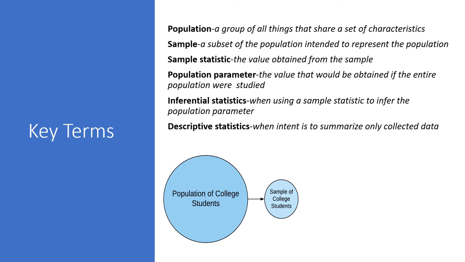Let's suppose that I am a scientist who's interested in studying the population of college students. Now, the population of college students is way too big for me to study. In the world, of course, there would be millions and millions of college students, and there's no possible way I could study all of them. So instead, what I have to do is take a sample of that population. Now, the goal of taking a sample is to represent the population from which it was taken. Ideally, the results I get from the sample would be very similar to the results I would get from the population.